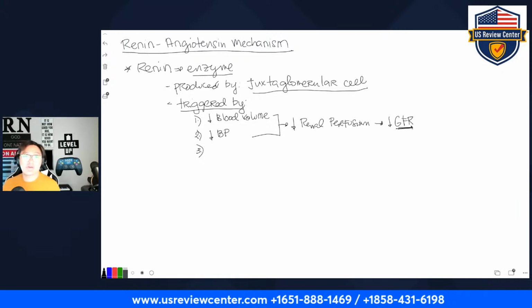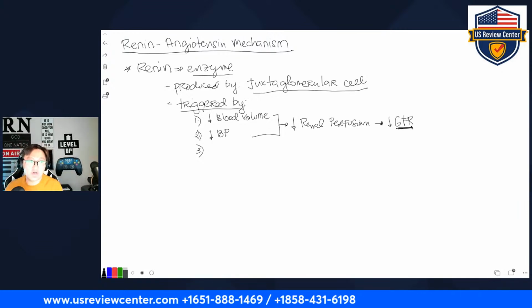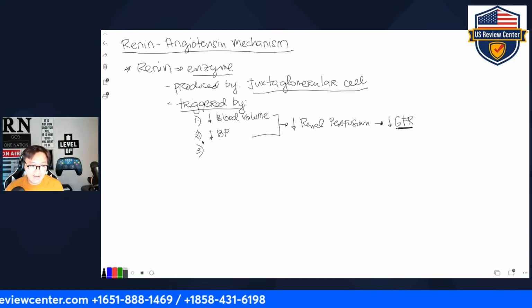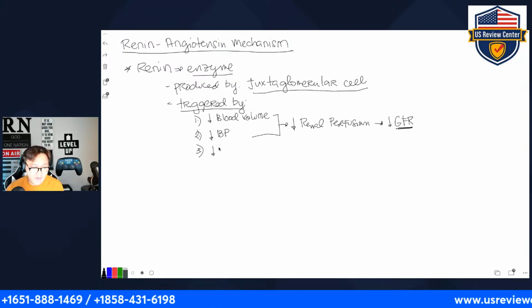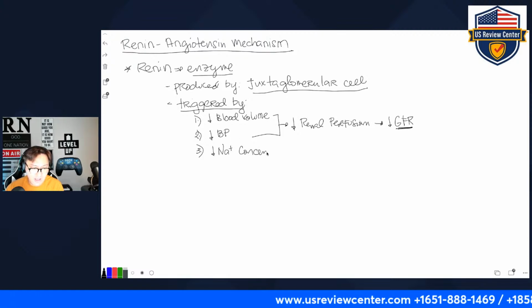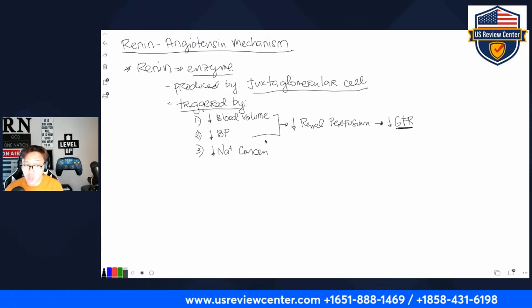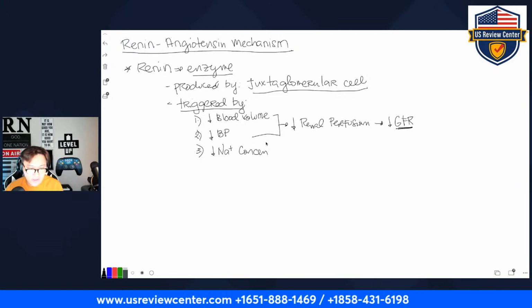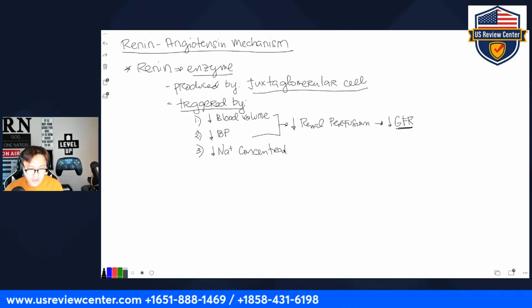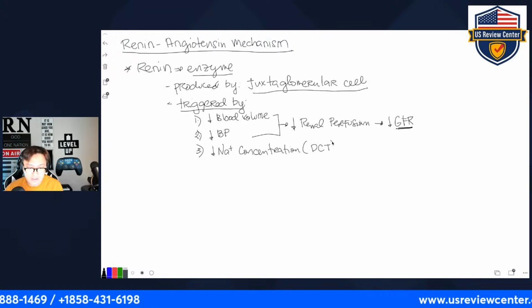And the third and the last factor that can trigger release of renin is what we call a decrease in your sodium concentration. Are we talking about concentration in the blood? No. A decreased sodium concentration where? In your distal convoluted tubule.